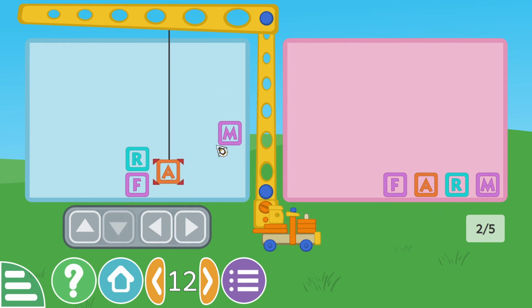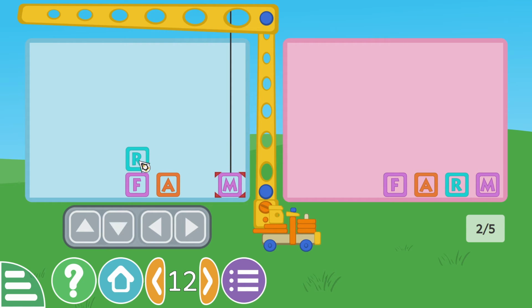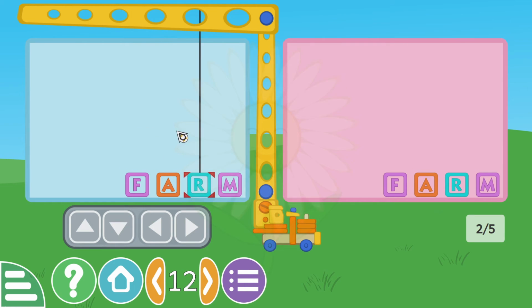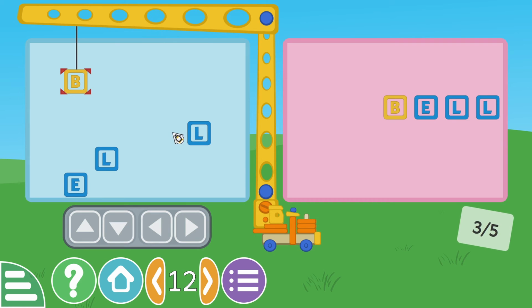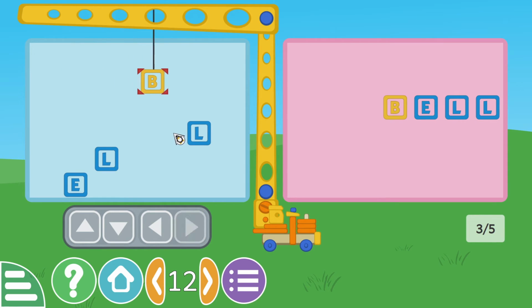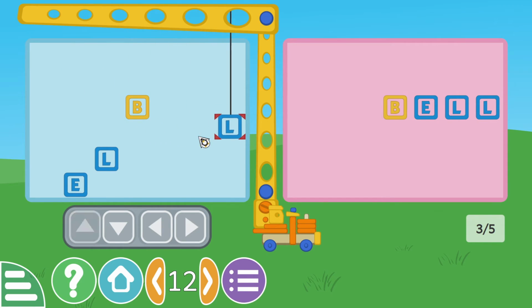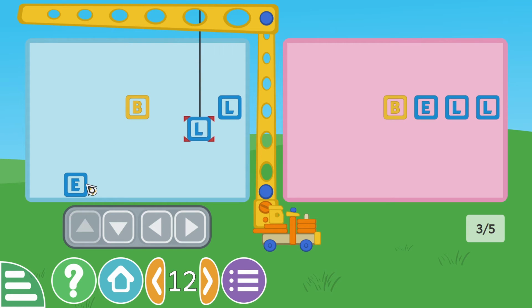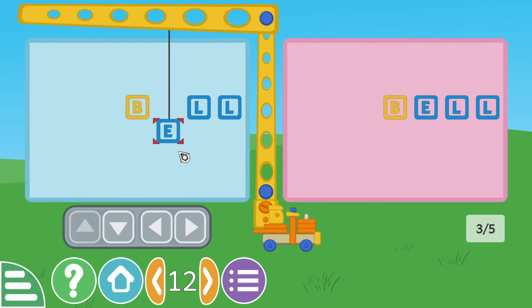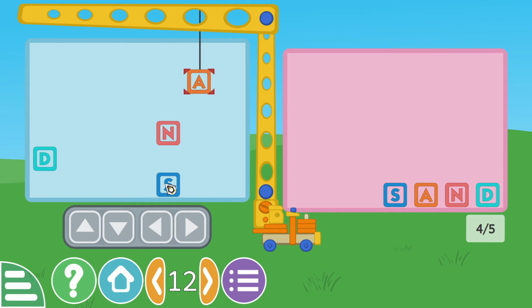Farm. It has a lot of animals and some food gets grown on a farm. So grain to make bread, and some animals are raised there, and vegetables as well. So some people might grow vegetables in their backyard, but it's not quite a farm. So sand.